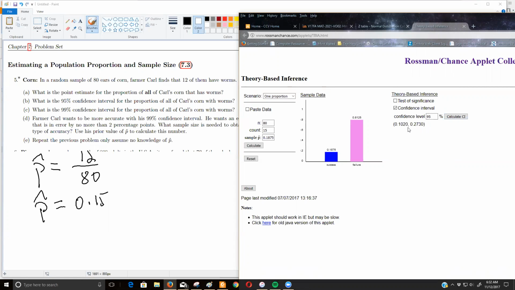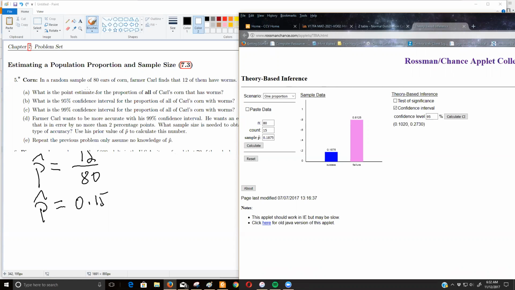So there's our estimate. The lower bound is about 10.2%. The upper bound is 27.3%. So that's our estimate. Now, we aren't asked to write any kind of confidence statement or put that in context, but what we really know is that we're 95% confident that the true proportion of Carl's corn that will have worms is between 0.102 and 0.273, or if you want to change those to percentages and talk about the true percentage of corn ears that will have worms, we'll say 10.2% to 27.3%.